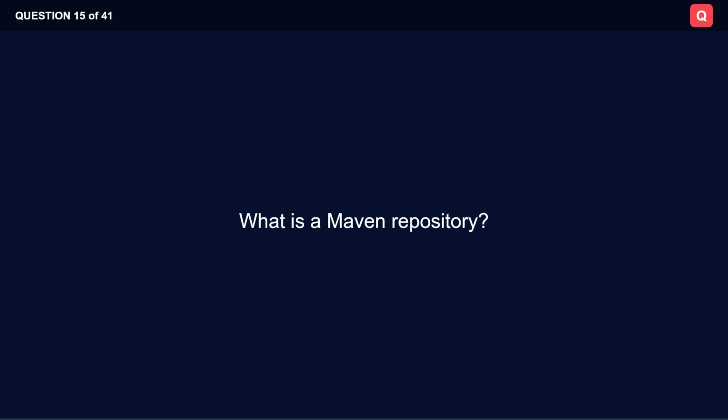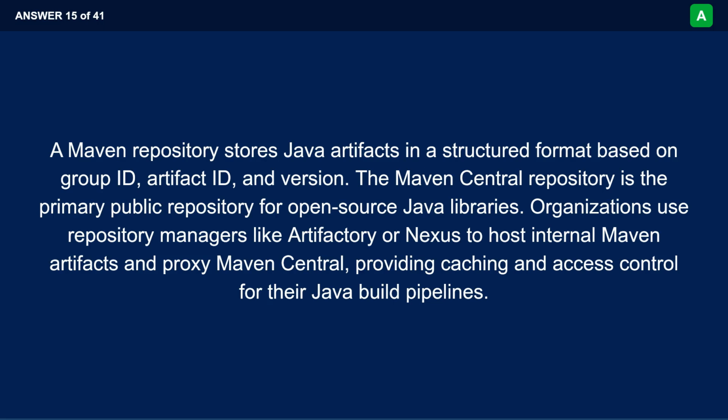What is a Maven repository? A Maven repository stores Java artifacts in a structured format based on group ID, artifact ID, and version. The Maven Central repository is the primary public repository for open-source Java libraries.